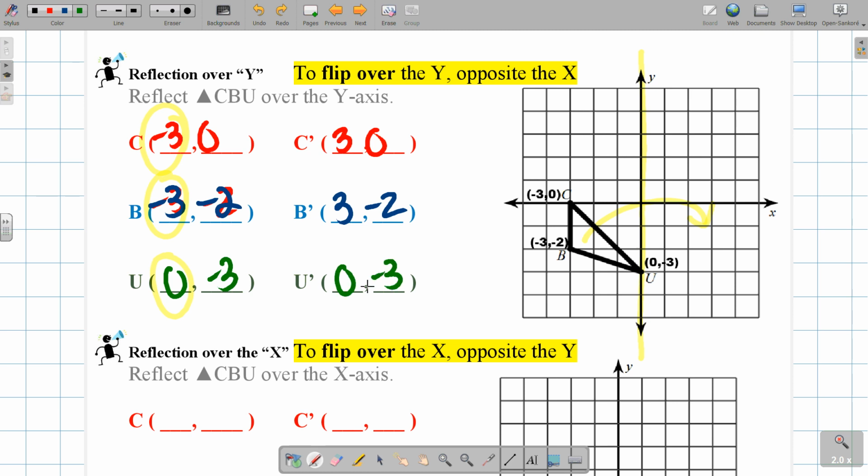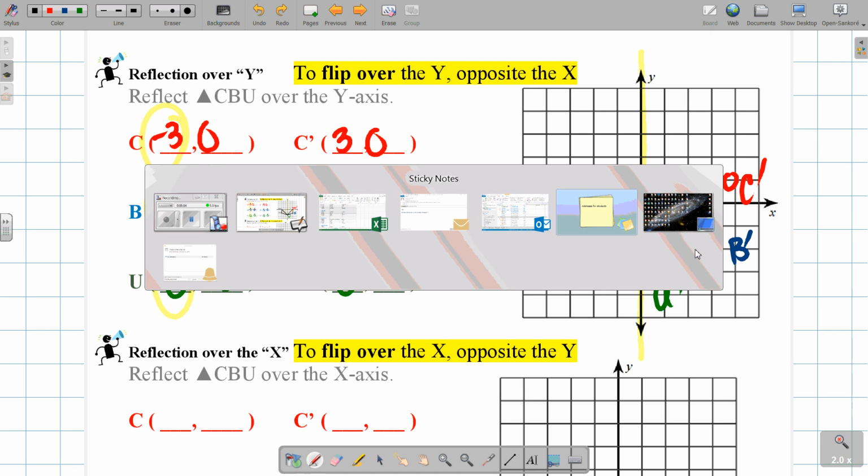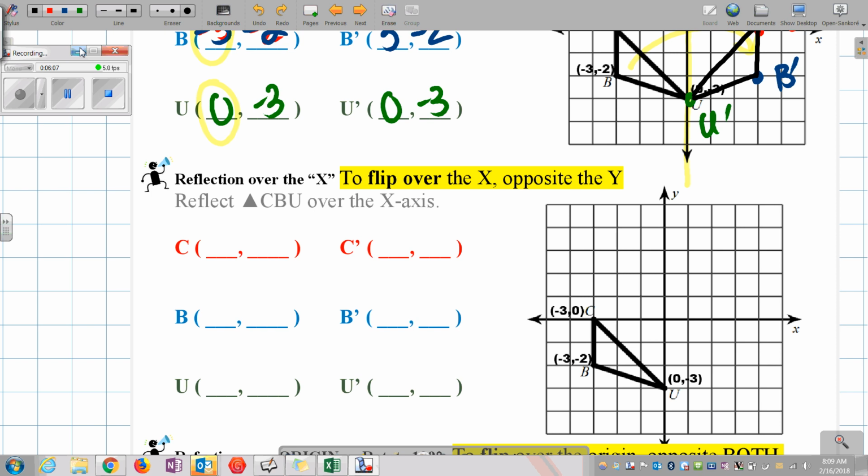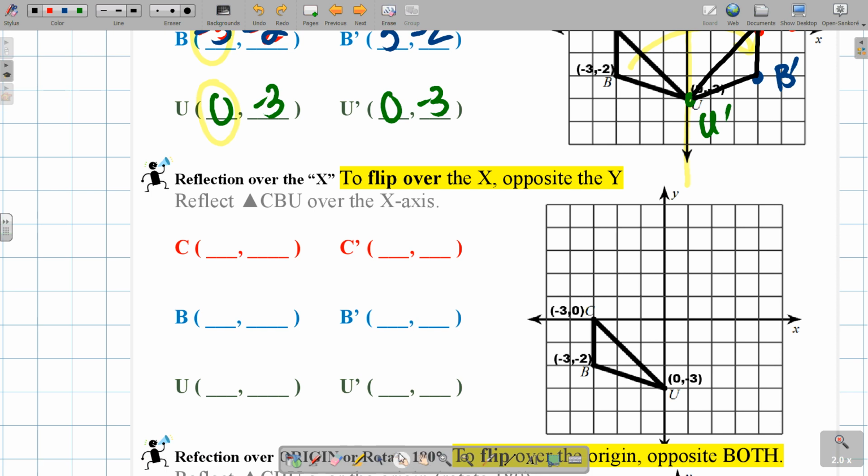Let's plot those 3 points. So we have (3, 0). That's our C prime. And (3, -2). And (0, -3). We're going to close that up. And you see it's butterflied over the y-axis. So we reflected over the y-axis.